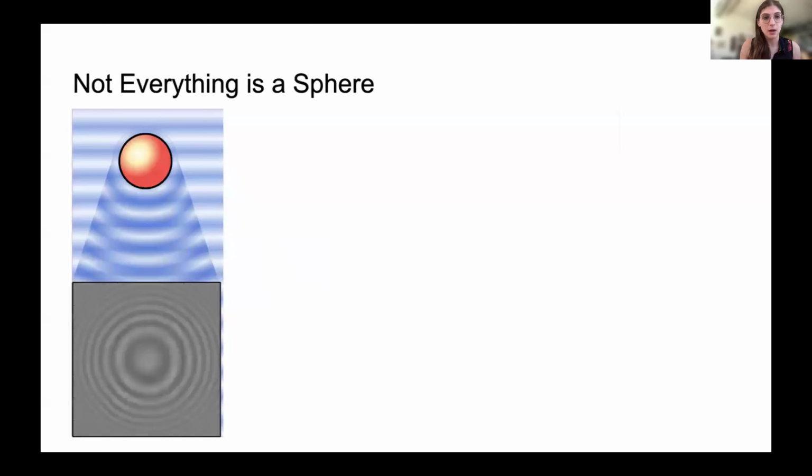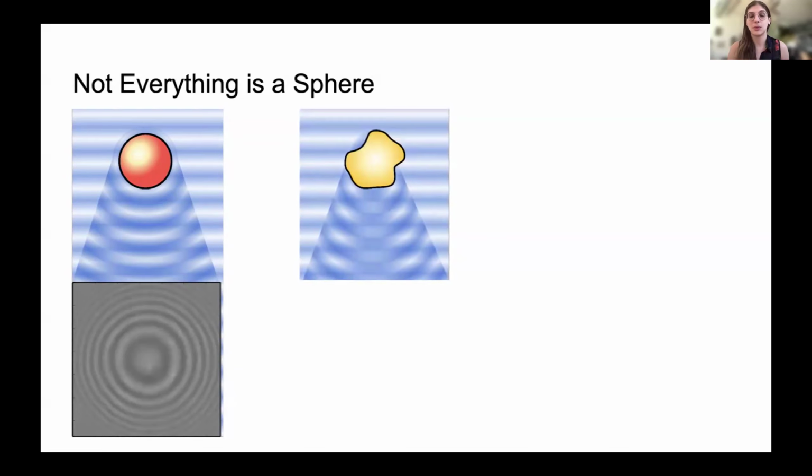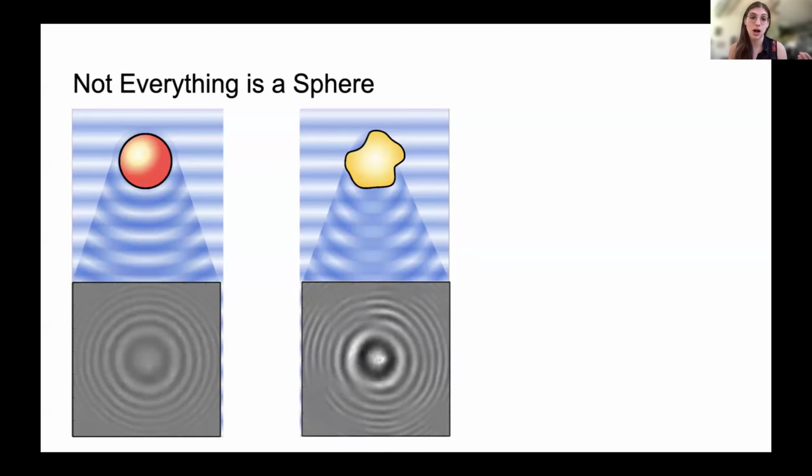But you'll notice that up to this point, we've been describing everything as a sphere, right? If we have a spherical particle, light will scatter off of it and produce a symmetric hologram. But in life, not everything is a sphere. We could, for example, have some kind of asymmetric or anisotropic particle, and when light scatters off of an object like this, it will produce an asymmetric hologram. So how do we handle asymmetric holograms like these?